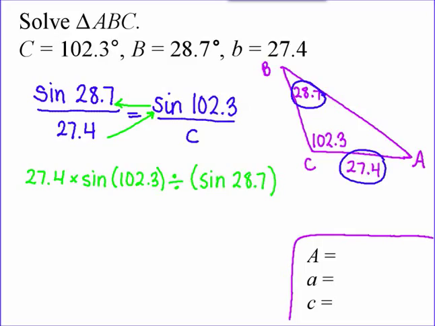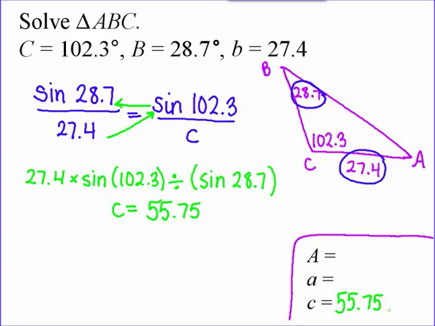And so what does C come out to be? And we usually round to hundredths. 55.75. Did somebody else get that? So that means side C here is 55.75.